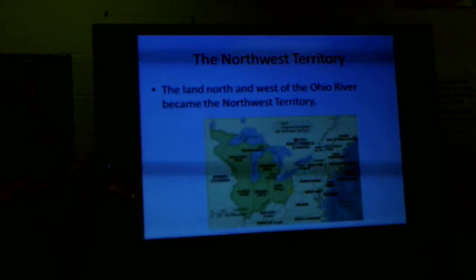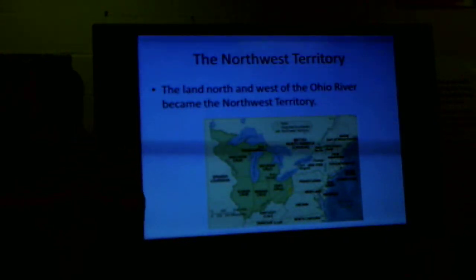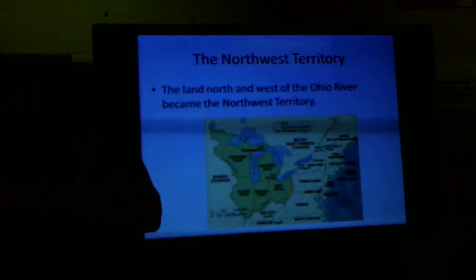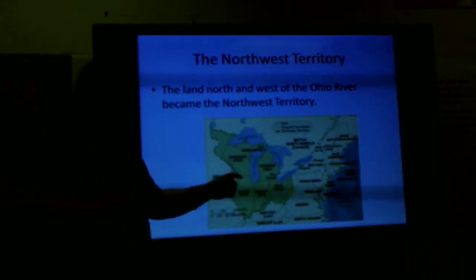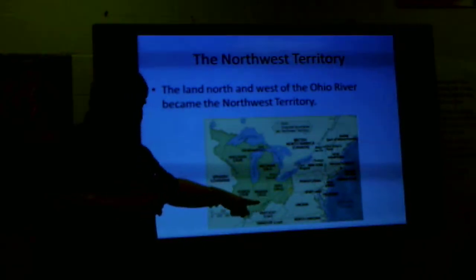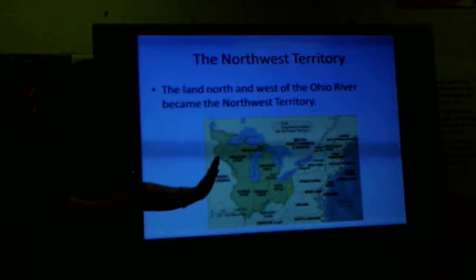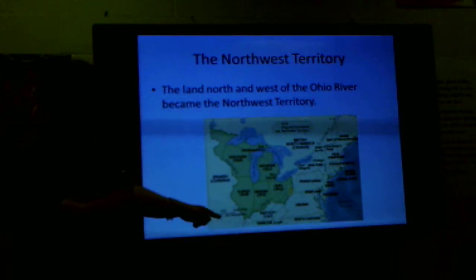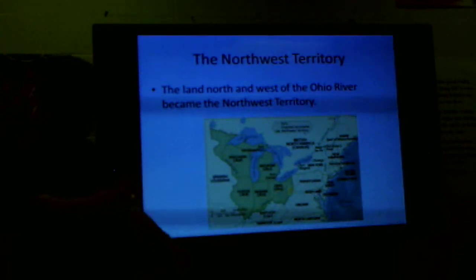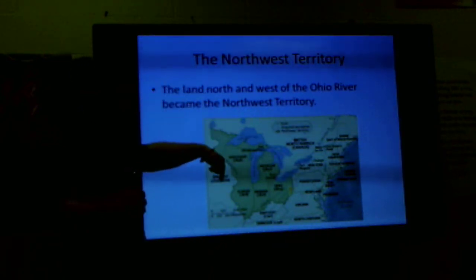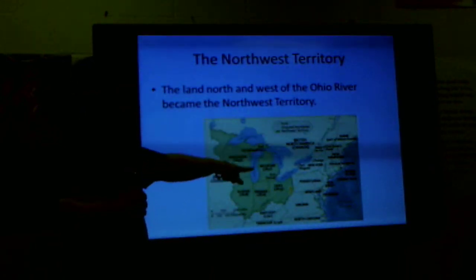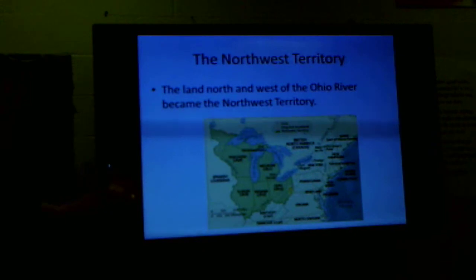Also, we had the problem of the Northwest Territory. Why is it called the Northwest Territory? Well, of all the land we owned, it was north and to the west. So it's above the Ohio River, it's to the east of Spanish Louisiana and the Mississippi River, it's to the west of the Appalachian Mountains, and it's to the south of the Great Lakes. That's what we call the Northwest Territory.